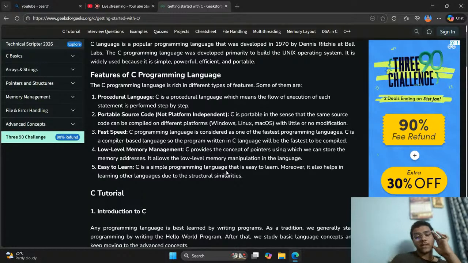Fast speed. The C programming language is considered as one of the fastest programming languages. C is a compiler-based language, so a program written in C will be the fastest to be compiled.